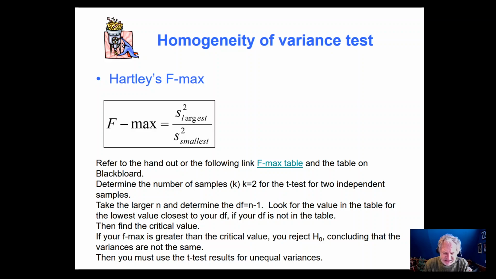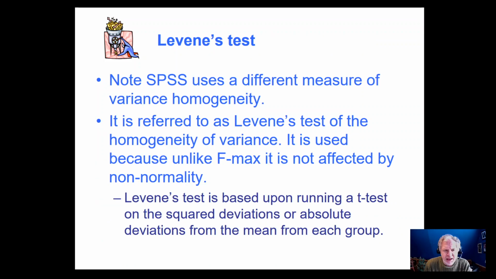The problem is that when it's looking at homogeneity of variance, it's influenced by the degree of normality. So you want some kind of a measure of variance differences that is relatively unaffected by the shape of the curve. And that one is Levene's test. I'm not going to go into any detail, but SPSS uses Levene's test for variance homogeneity.